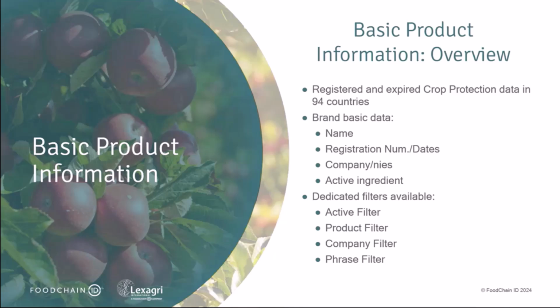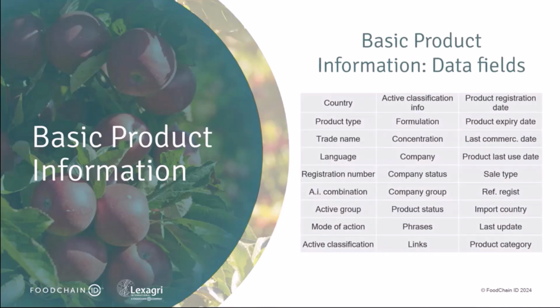all products. This module features 4 different dedicated filters: active filter, product filter, company filter, and phrase filter. In this table, you can check all the available fields for this module. Feel free to pause the video here in case you need to check these fields in detail. Let us jump into the tool and check how this module works and what kind of results it provides.